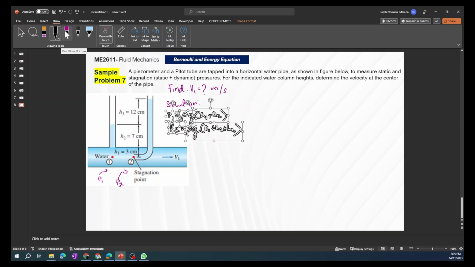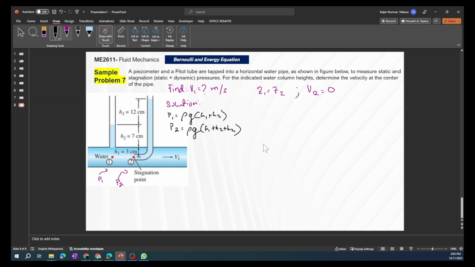Next, what else do we notice here? We notice that they are at the same elevation, so Z1 is equal to Z2. Oh, my bad, V1 is not equal to V2. At this stagnation point, point 2 is a stagnation point, meaning V2 would be 0, leaving us with only V1.